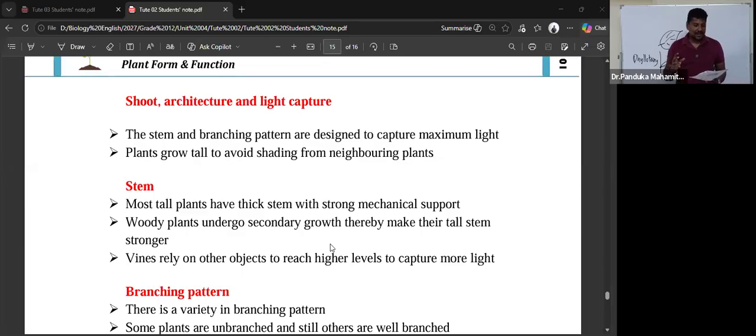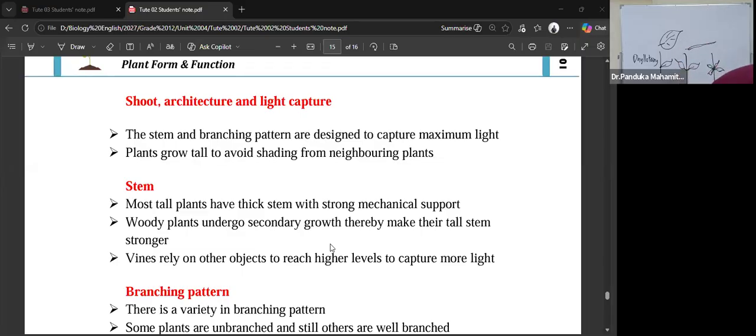So vines rely on other objects. Vines also need light for their photosynthesis, so they don't have a very strong and hard stem. What they do is rely on strong stems, surround them and grow to a taller height and get the maximum light, right? So vines rely on other objects to reach the higher levels to capture more and more light. So that is about the stem.